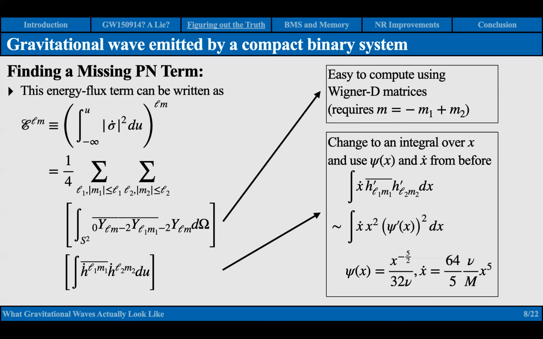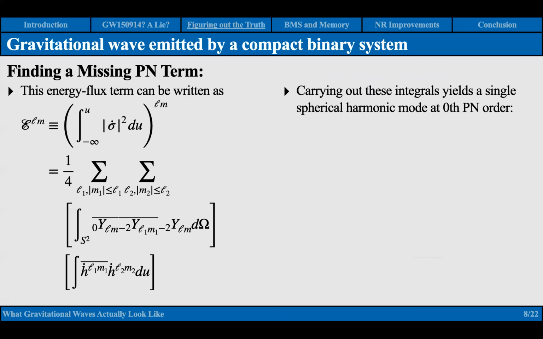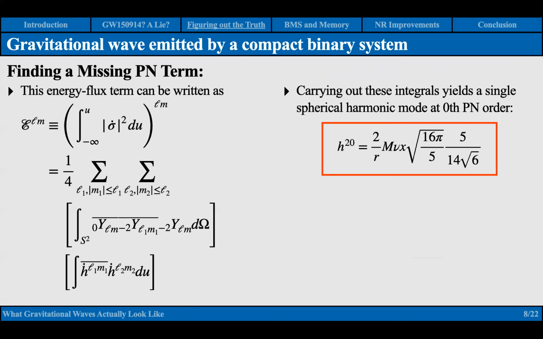So the 4-4 harmonics appear at higher PN order. It's only the 2-0 mode that gets excited here. So if we do everything formally, like I just said, we get one spherical harmonic mode that's excited due to this nonlinear interaction, and it's this 2-0 mode. And so it looks like this.